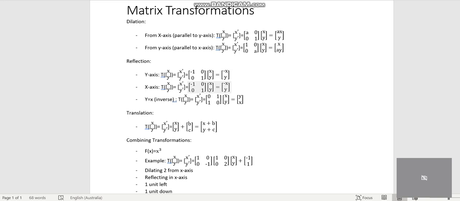So dilation. If you have a set of coordinates and you want to dilate it, here's the dilation from the x-axis, or parallel to the y-axis. They're the same thing. Also, here is the translation: x, y. This is notation, x dash, y dash, so the new x, y coordinates, and you have a, whatever the dilation is.